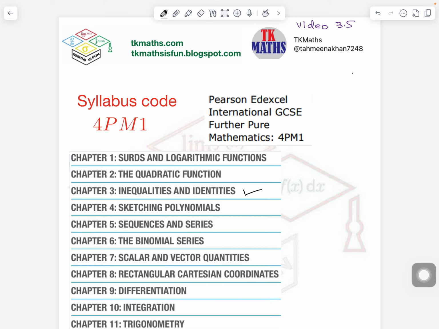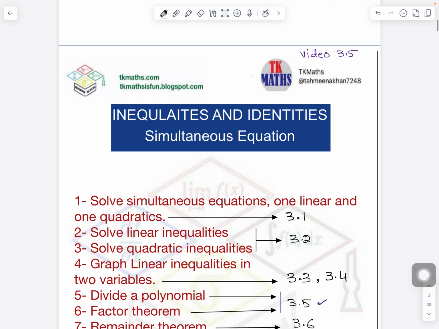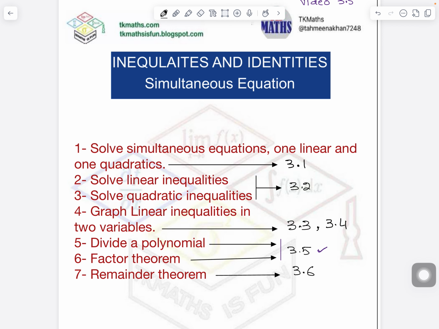In today's video, we will continue the lessons on inequalities and identities. It is a part of the syllabus of Year 11 for the Maths, Pearson Edexcel. In the previous videos, we have covered concepts from 1 to 4. Now this one is on 5 and 6: divide a polynomial and factor theorem.